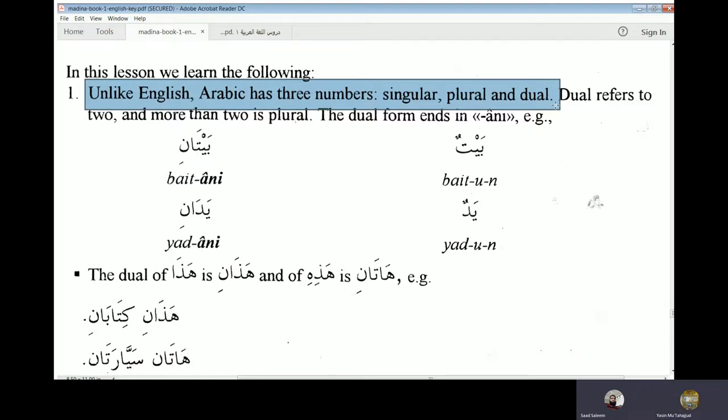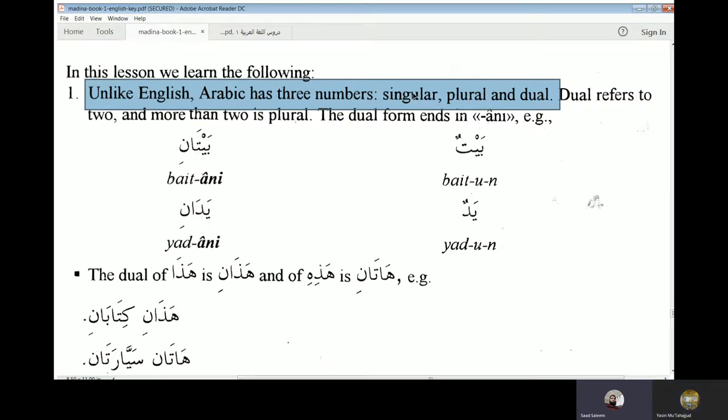Unlike English, Arabic has three numbers: singular, plural, and dual. Very important line. Did you understand this line? The singular and plural, I do.